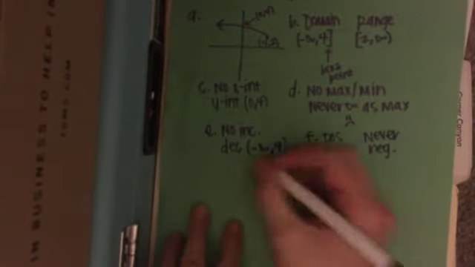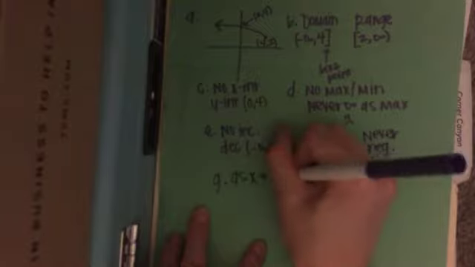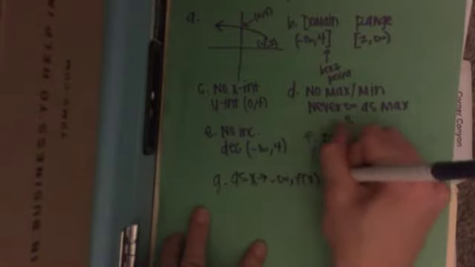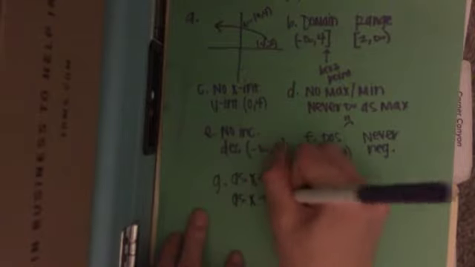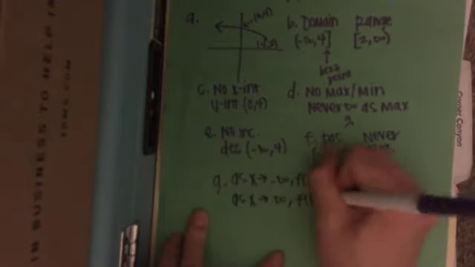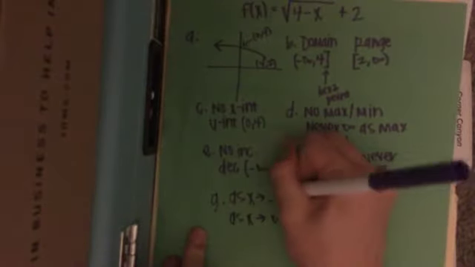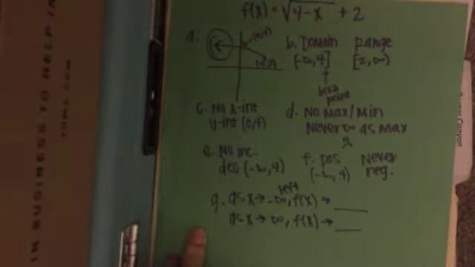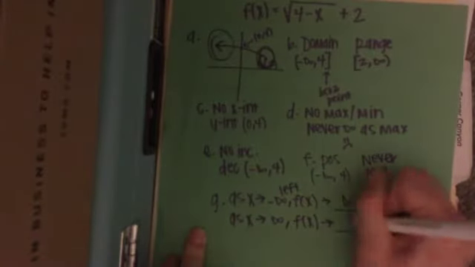Okay, and end behavior. So as x goes to negative infinity, f of x goes to some number. And as x goes to positive infinity, f of x goes to some number. This is the left side. So that's going to go up forever, so that's going towards infinity. Right side, that's just stopping right there at 2.